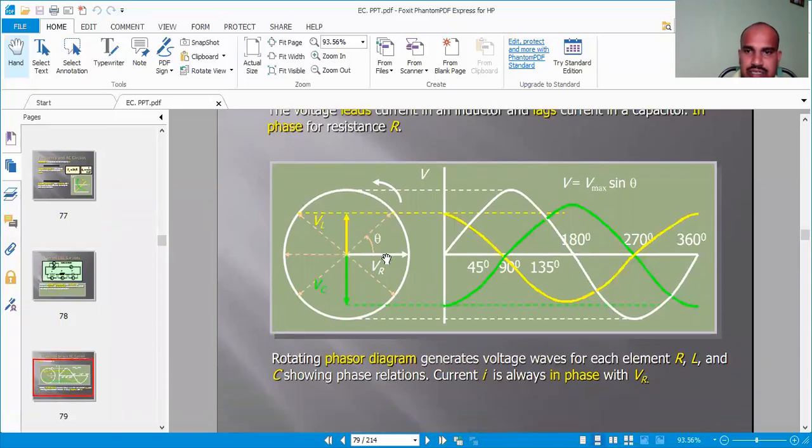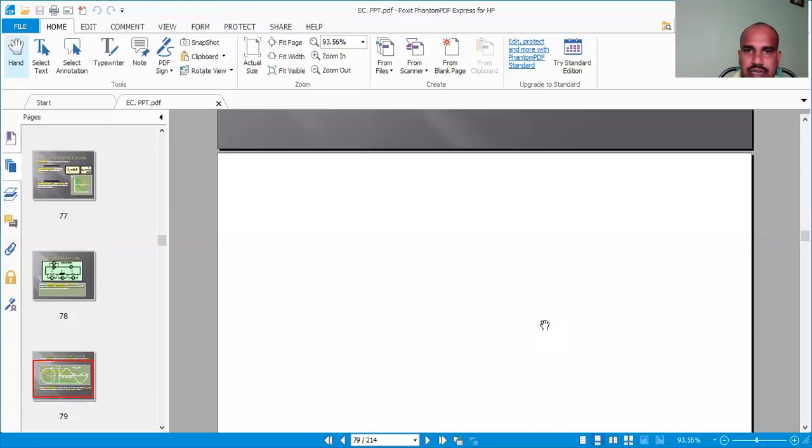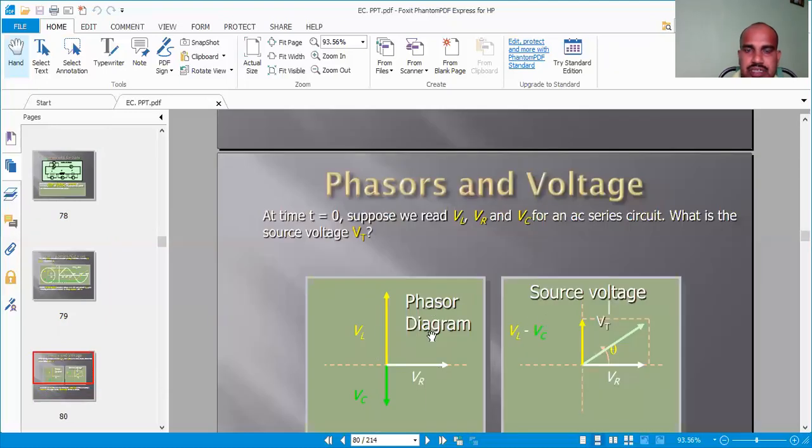Okay, this is a phasor diagram. The voltage VR and current are in phase, VL leads the current by 90 degrees, and VC lags the current by 90 degrees.